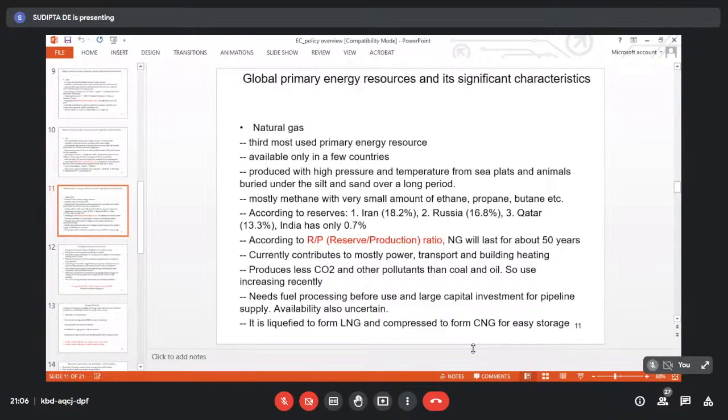Anyway, connecting the three major fossil fuels, if we make a comparison, coal has the largest reserve but maximum carbon dioxide emission. Oil has got the lesser reserve, around 50 years. Coal has more than 100 years.